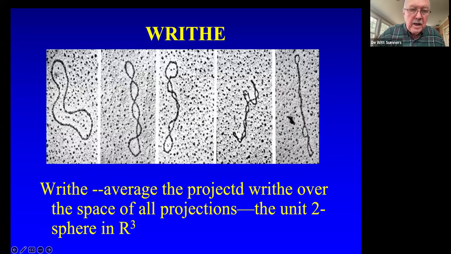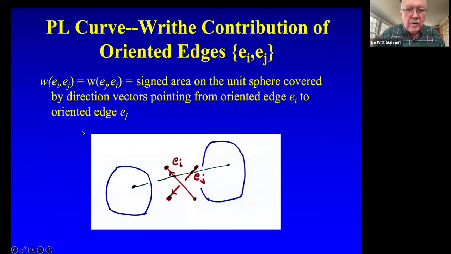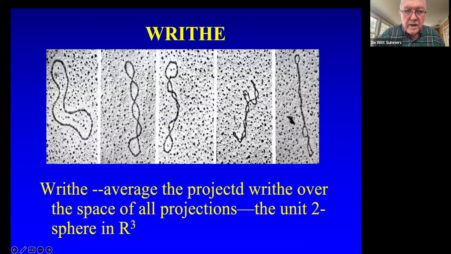And here I've got some DNA pictures. Here's DNA of very low writhe. Here's some DNA of increasing writhe. And as you increase the writhe, this is high writhe, and this is low writhe for these DNA mini circles.